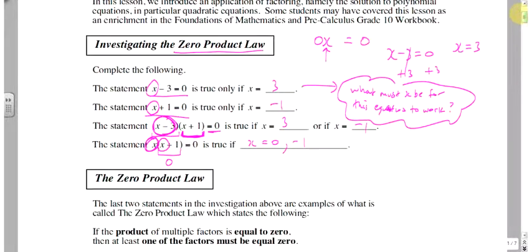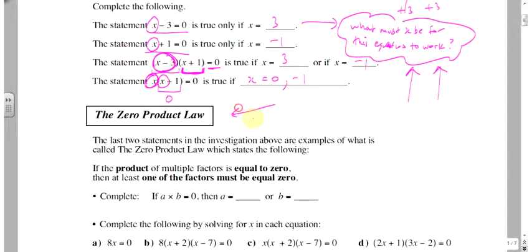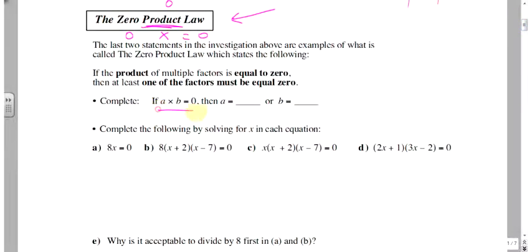Okay? So one way is to solve it. The other way, think this. What must x be for this to be 0? This is called zero product law, because anything times 0 is equal to 0. Okay? If a times b is 0, well, one of these things, a or b, must be 0.